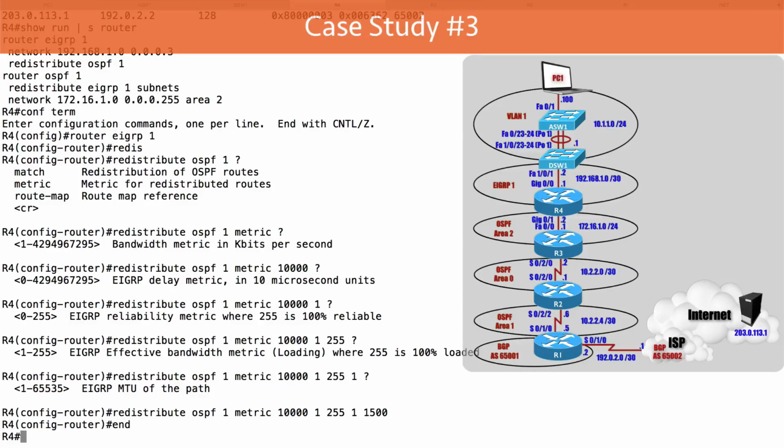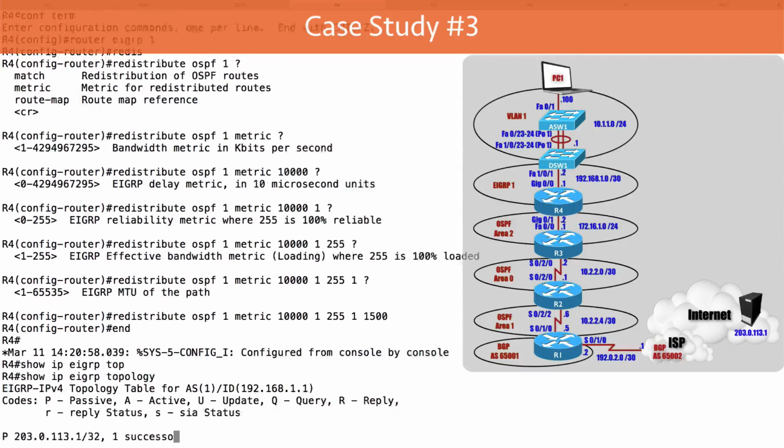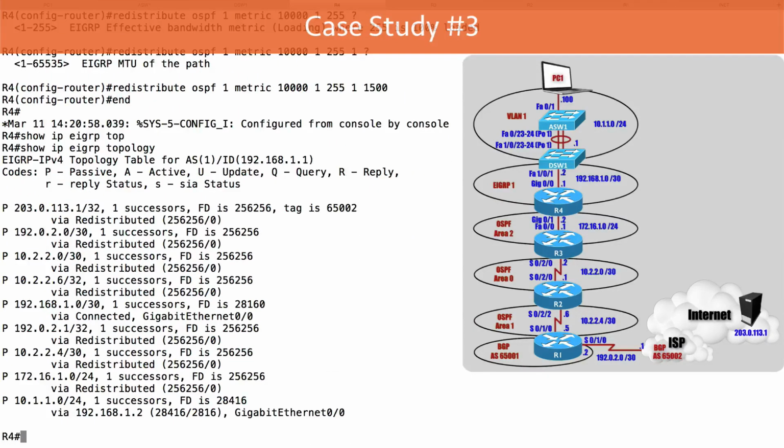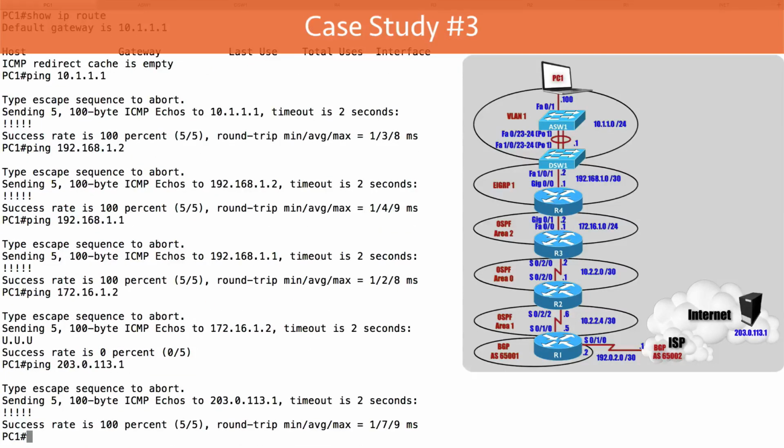Let's once again check our EIGRP topology table and see if it's any different. Let's do a show ip eigrp topology. This looks much better, doesn't it? EIGRP knows about many more routes than it did previously, including this route that gets us to the internet host that was previously unreachable by the PC. Let's go back to the PC and see if it's resolved. Let's once again try to ping 203.0.113.1. This time it is successful.